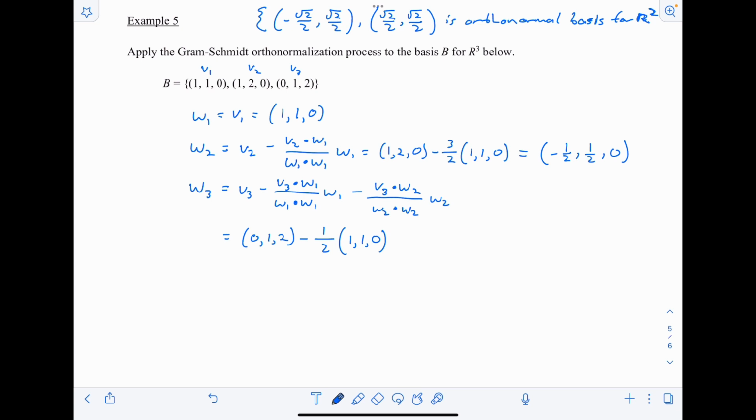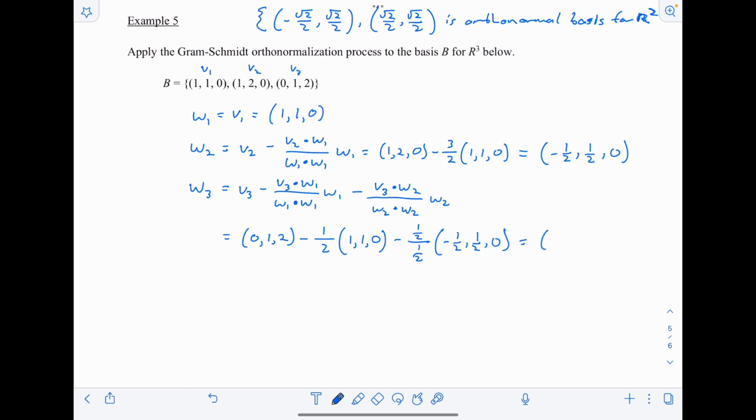And then minus, and now we're going to do the dot product of V3 and W2. V3 and W2 is going to be 0, 1 half, and 0. So we have a 1 half in the numerator. And then W2 with itself is going to be a 1/4 and a 1/4, which is a 1 half. So actually that scalar coefficient is just going to be 1. And we're multiplying that by W2, which is negative 1 half, 1 half, 0.